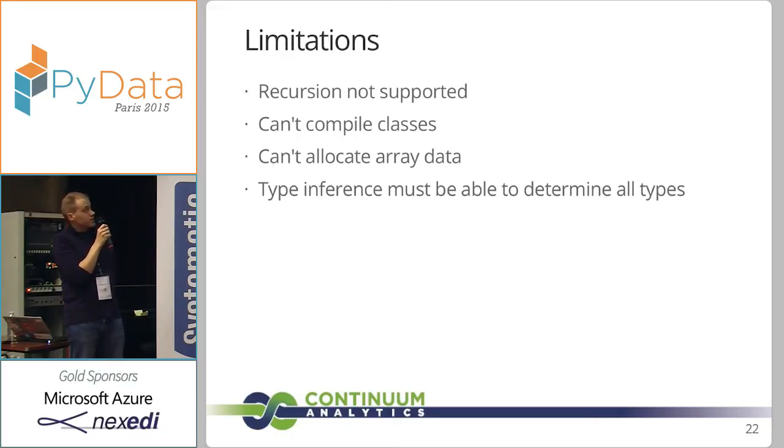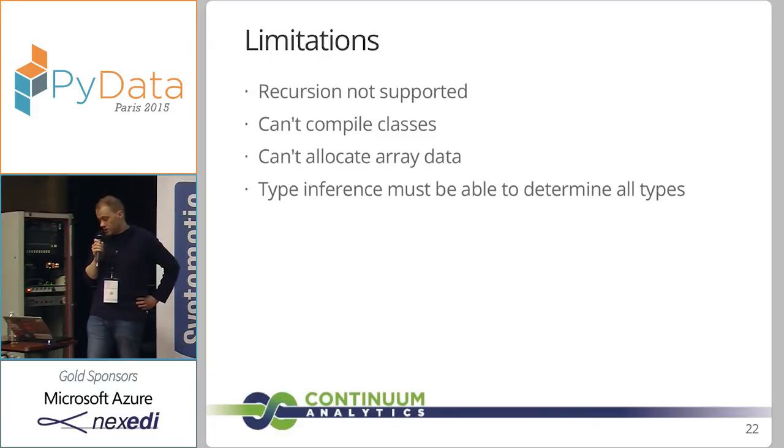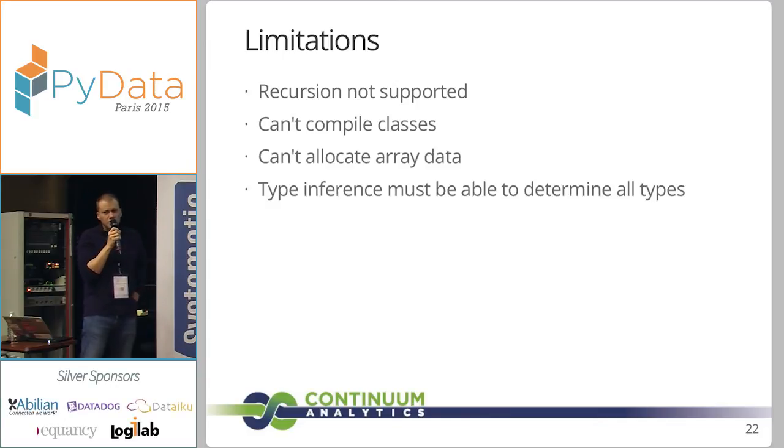One limitation is that for Numba to be able to compile a function, type inference must be able to determine all types, which means your code must be well behaved enough. If your code has very dynamic behavior, and for example, if a variable can be either a string or an integer or a dictionary, then it won't work.